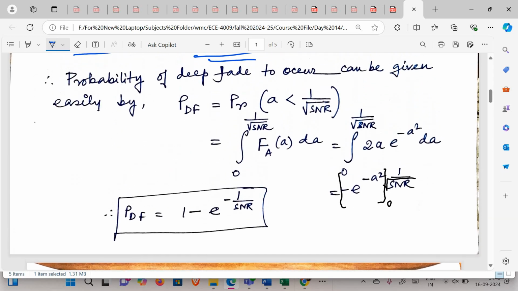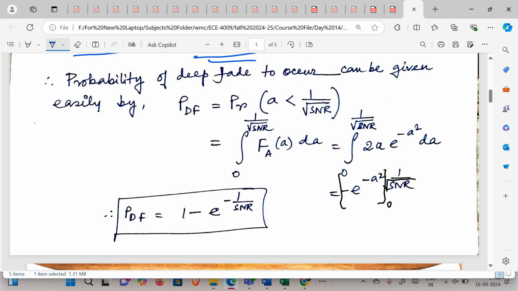The probability of deep fade can be given as just the last expression you write over here. Probability of deep fade, PD. That's why it is PD, not probability density function. This is called probability of deep fade. So probability of deep fade is given by 1 minus e to the power minus 1 by SNR. It's an approximate solution again.